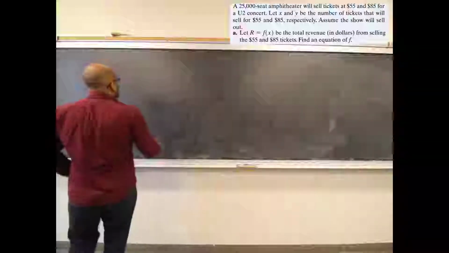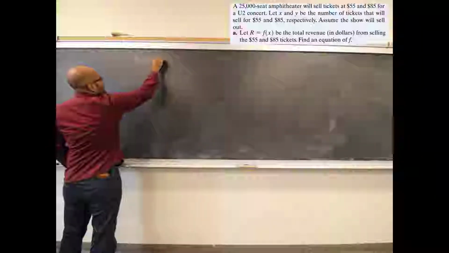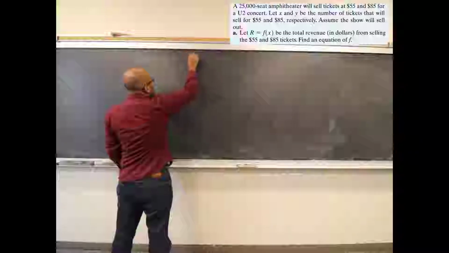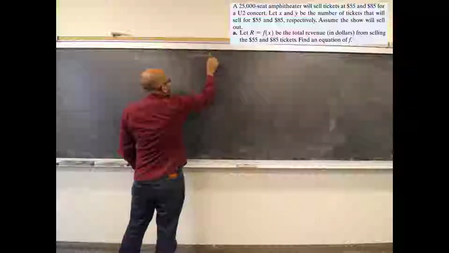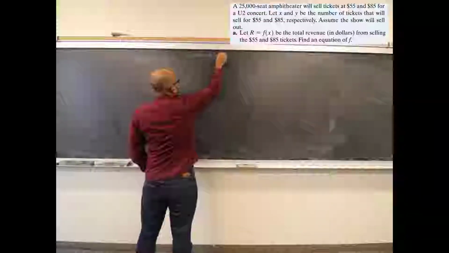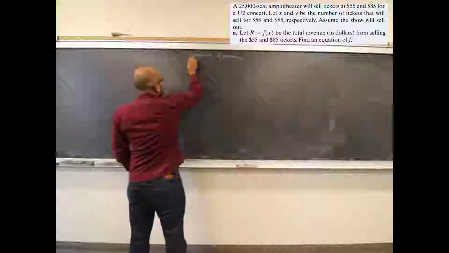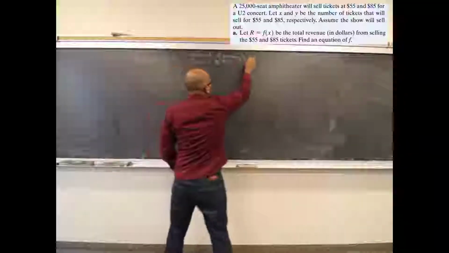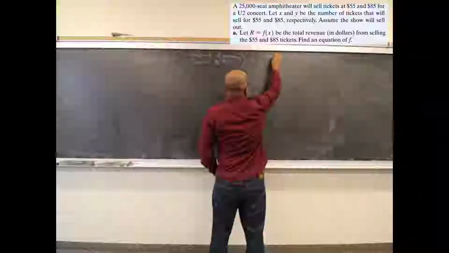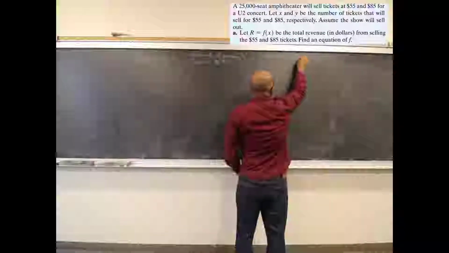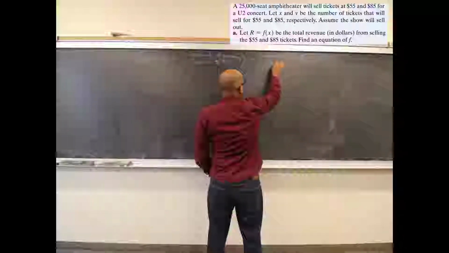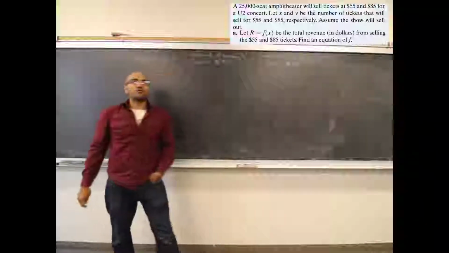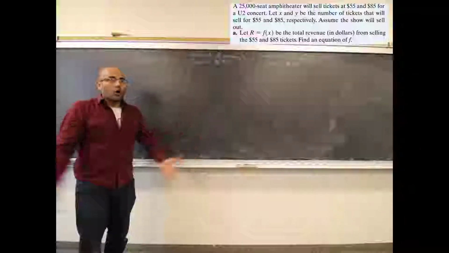So in general, we'll say that the revenue, the total amount of money collected, is going to be equal to the amount of money from the $55 tickets plus the amount of money from the $85 tickets. Right? So you combine those two things together and that'll let you know how much money you collected all together.